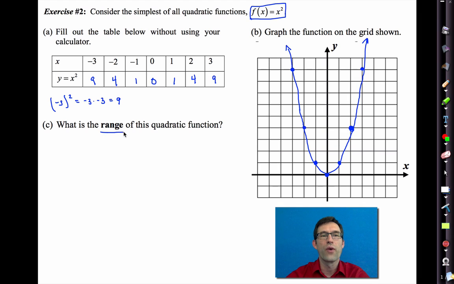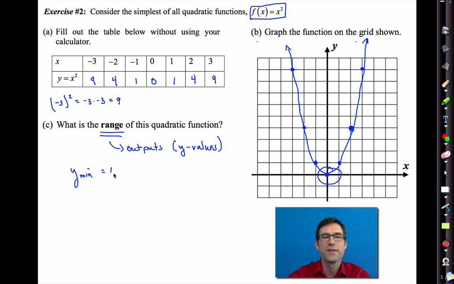Let's talk about the range. Do you remember what the range is? The range is the set of outputs, also known as the y-values. Now, to think about the y-values, maybe we should consider what the smallest y-value is. The minimum y-value occurs right here, and it's 0. But there is no max y-value. These y-values just keep going up and up and up. All right, so the range is y greater than or equal to 0.